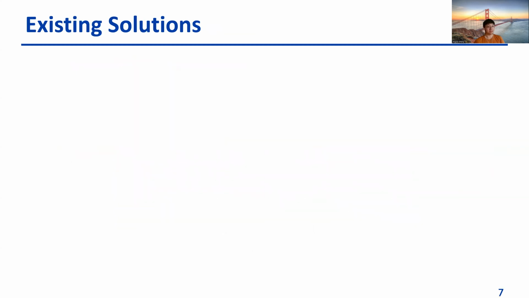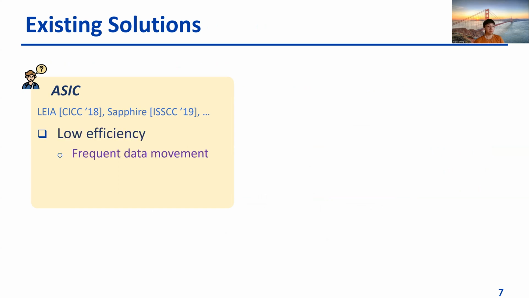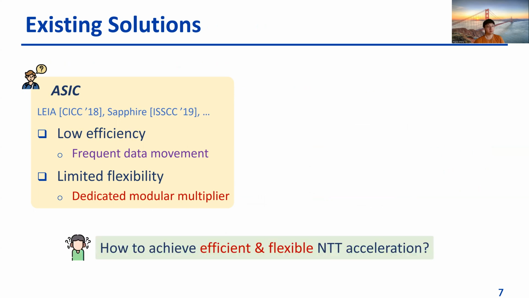There are some existing ASIC solutions, for example, Sapphire, trying to tackle this NTT acceleration problem. However, they suffer from problems such as low efficiency due to frequent data movement and limited flexibility due to the fixed modular multiplier or data or control path. Thus, the problem becomes how to achieve efficient and flexible NTT acceleration.